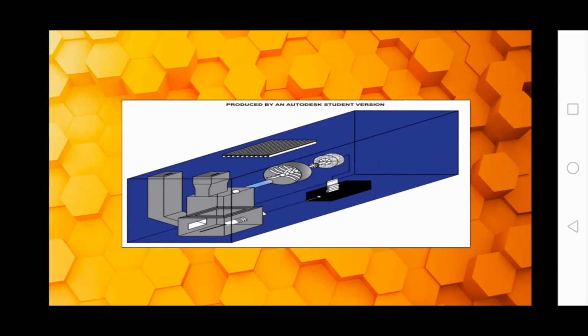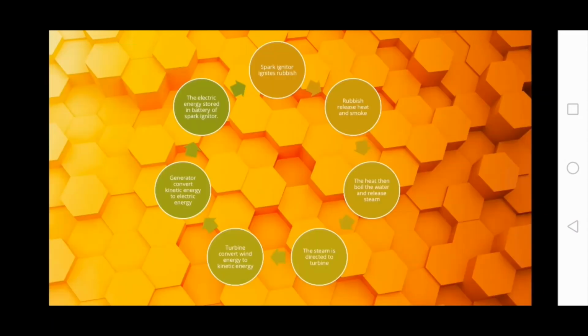This is our smart incinerator model created using AutoCAD. The process is like this. First, the spark igniter ignites the rubbish. Then the rubbish releases heat and smoke. The heat boils the water in the water chamber and releases steam. Steam is directed to the turbine using the air inlet, and the turbine converts wind energy to kinetic energy. The generator connected to the turbine then converts kinetic energy to electric energy. The electric energy produced is then stored in the battery of the spark igniter to continue the process.